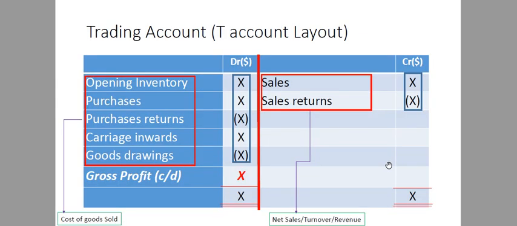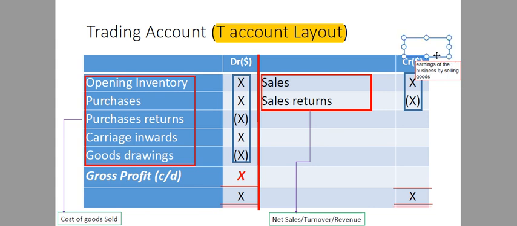This is how a trading account looks if you do it in a T account form. So on the credit side of this account, you're going to show your income. So we can write on the side, this is what the business earned. So that's the earnings. This is the earnings of the business by selling goods. And why are we saying selling goods here? Because it's for a trading business.